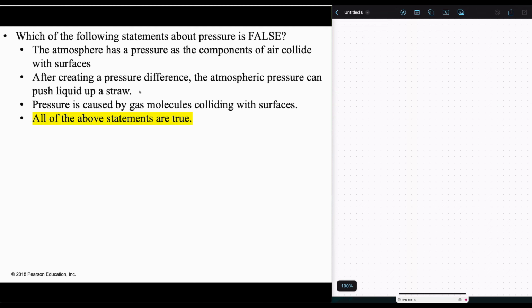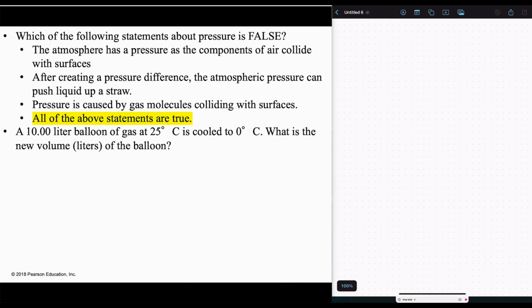And let's see choice C. Pressure is caused by the gas molecules colliding with the surface. That is true because that is actually the key point of the kinetic molecular theory. So the correct answer for the first question should be just choice D. All of the above statements are true.